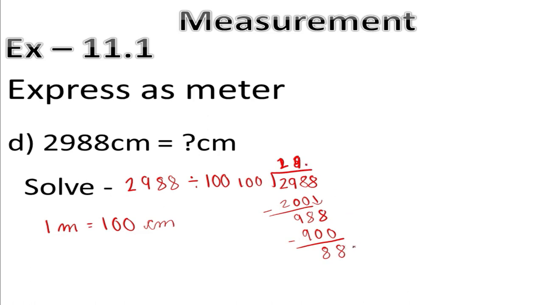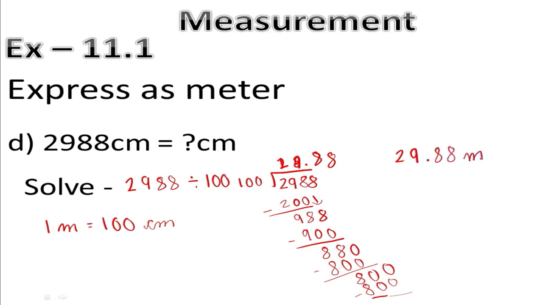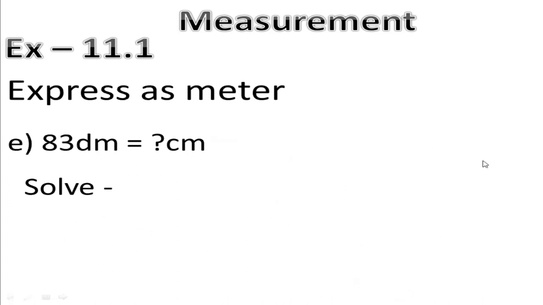Then we add a 0. 800. We subtract, we get 80. We add another 0. Then 100 into 8 equals 800. We subtract and we get 0. So our answer is 29.88 meters. Next question, 83 dm.